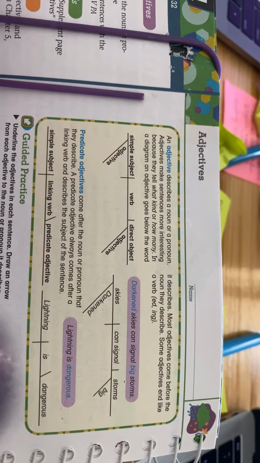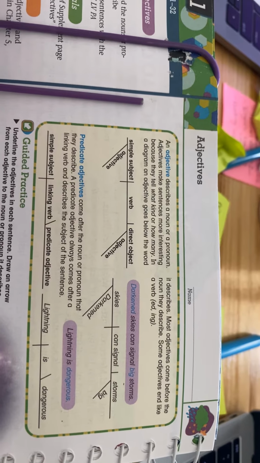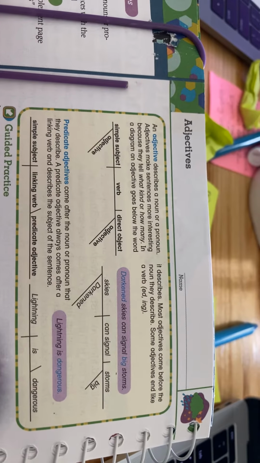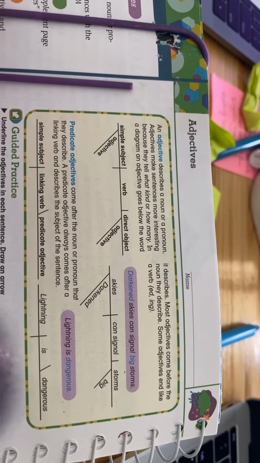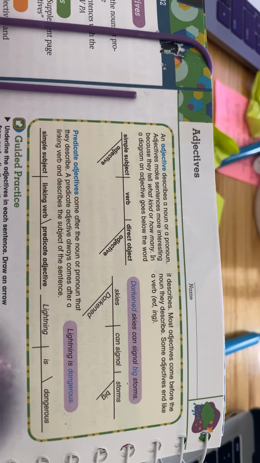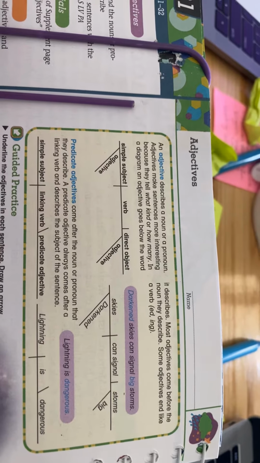We also have predicate adjectives. Now, you guys should know what those are. When we've been labeling sentence patterns, we've had subject, the linking verb, and then the PA or predicate adjectives. That's an adjective. It's not changed. It's just one that's in the predicate versus the subject.